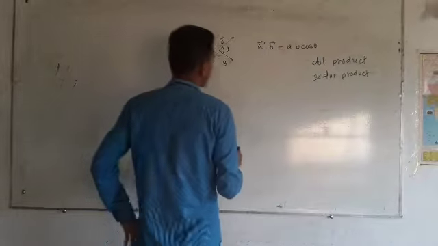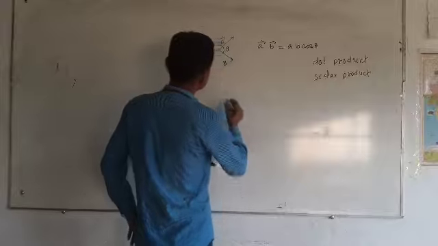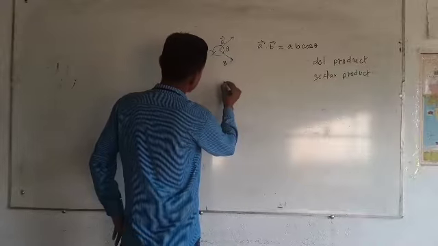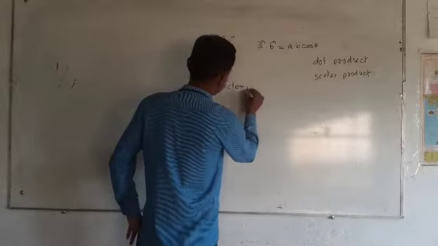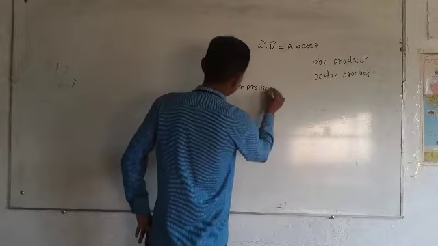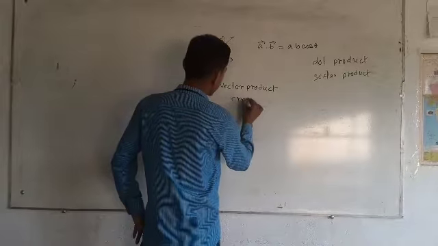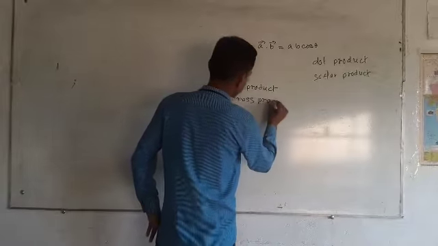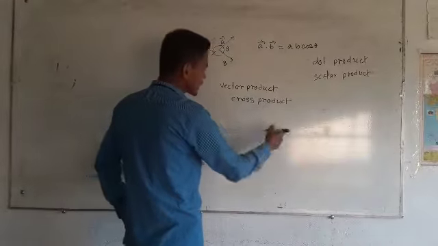And now another product, that is the vector product of two vectors, also called the cross product. Vector cross product, cross product of two vectors. Okay. This cross product gives another vector.